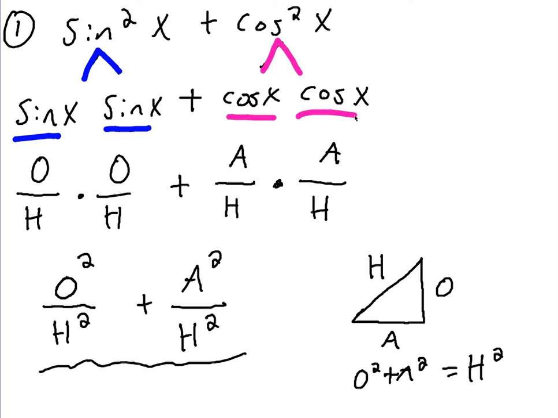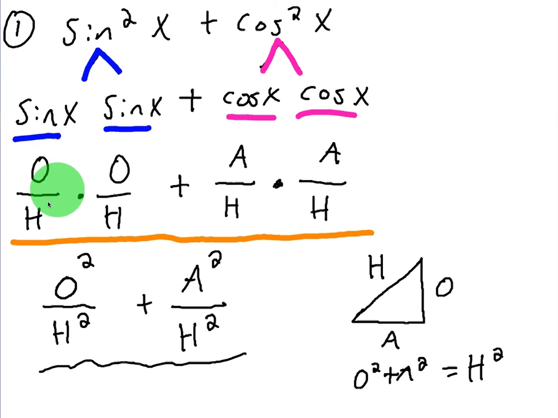Next thing we're going to do is note that sine of x can be rewritten as opposite over hypotenuse, because that's what its definition is. Same thing for here. Cosine can be written as adjacent over hypotenuse, since that's the definition of cosine. Same thing for this cosine right here. So for the third line, all we're doing is writing out the definitions of the trig functions.